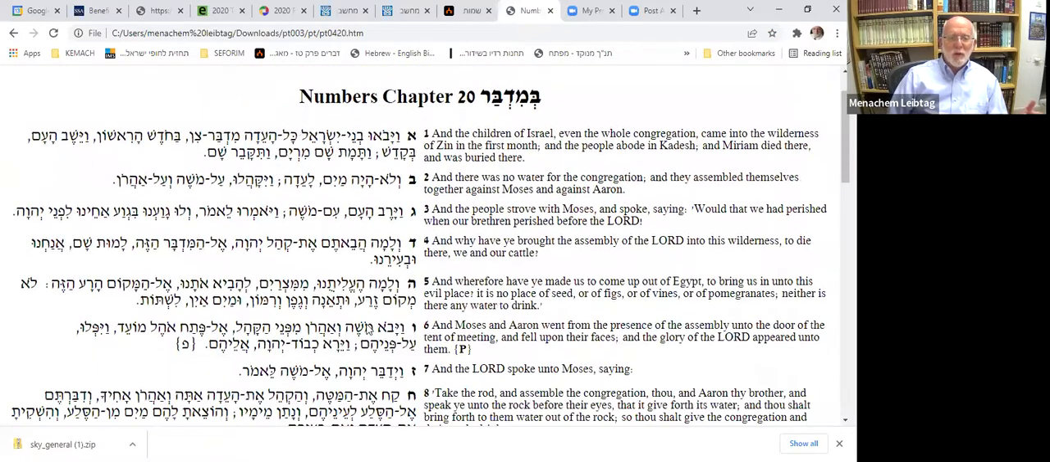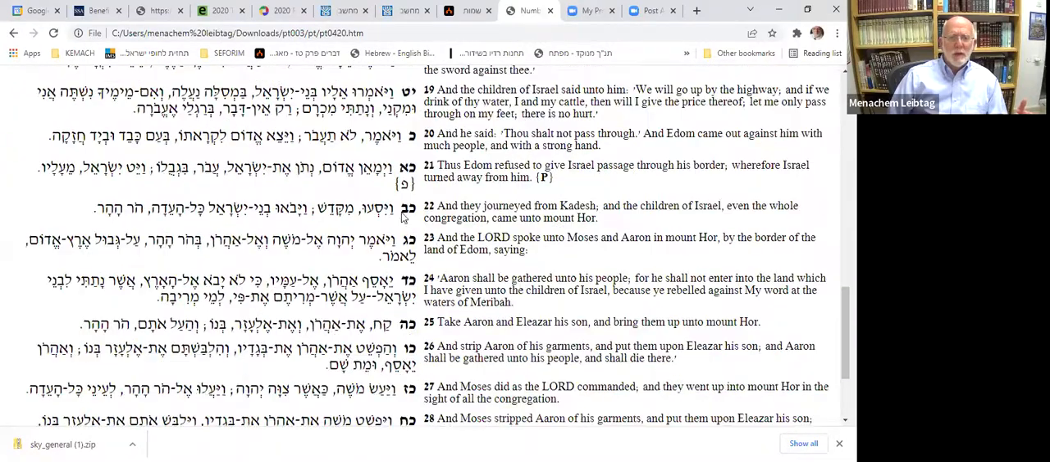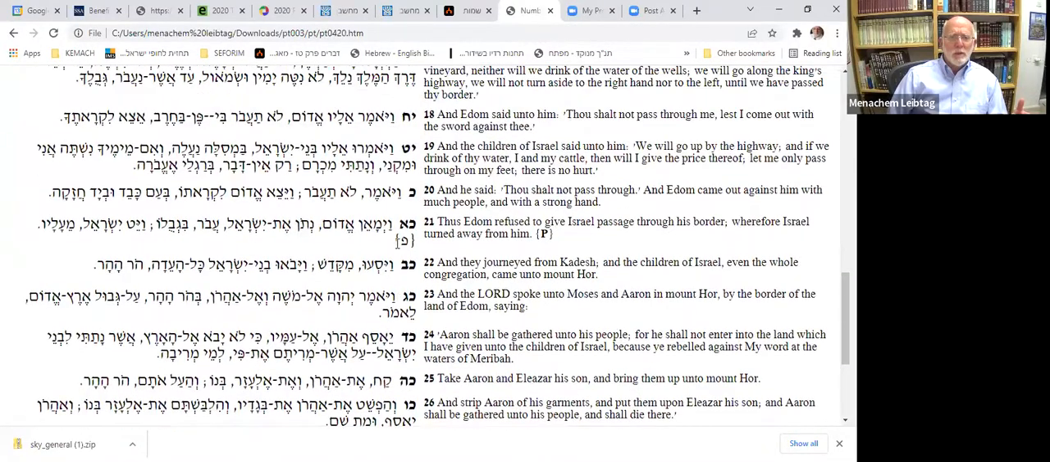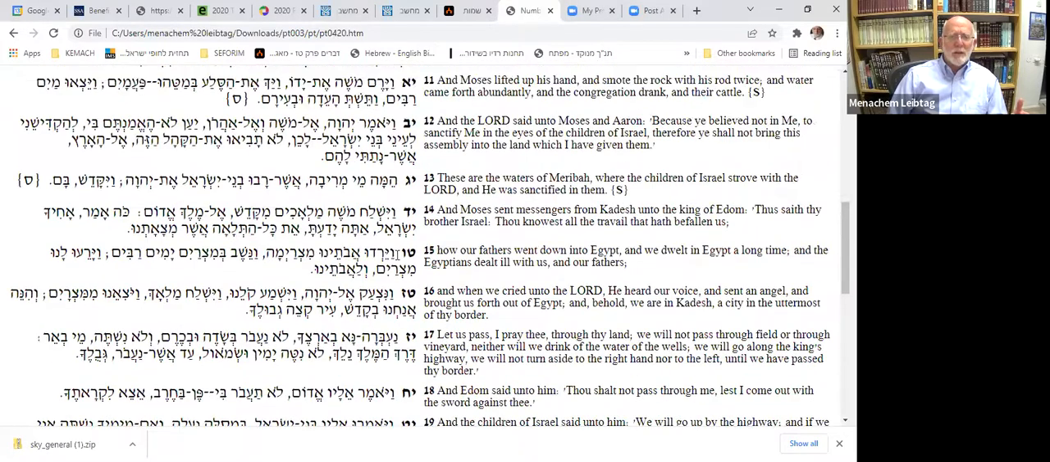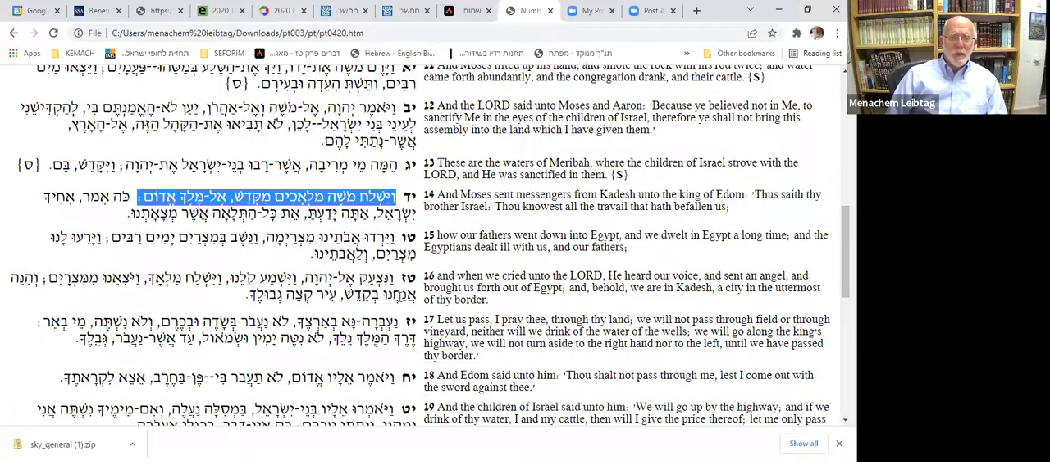Moshe wants to travel through the land of Edom. What does he tell the king of Edom? Right over here: Vayishlach Moshe malachim mikadesh el melech Edom, chapter 20 in Sefer Bamidbar. Koh amar Hashem, in the name of God, Moshe sends messengers from Kadesh to the king of Edom. And here's what happened. What did God do?